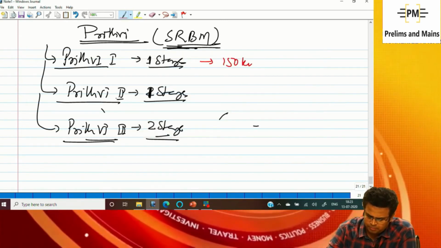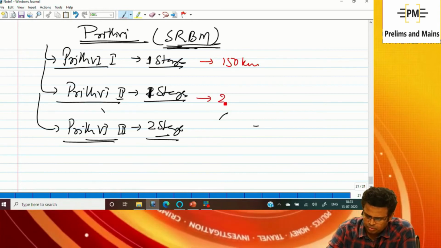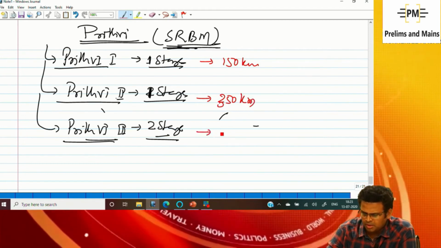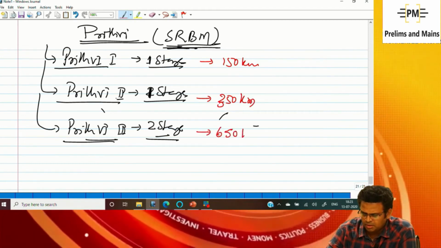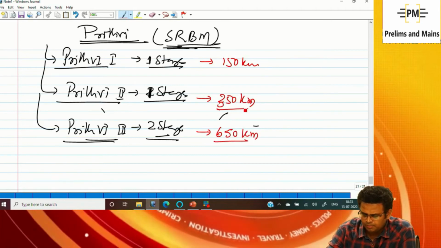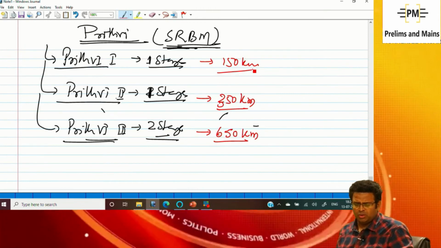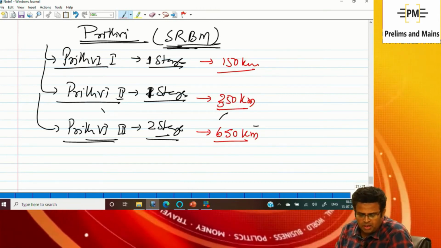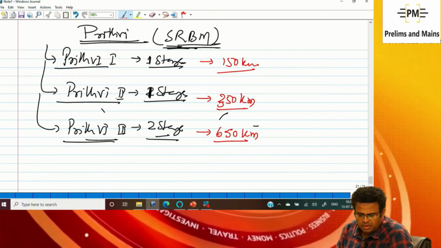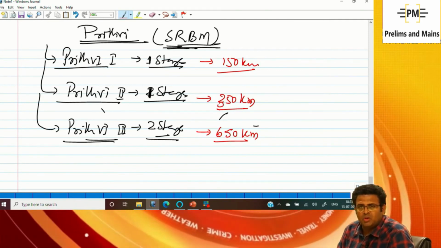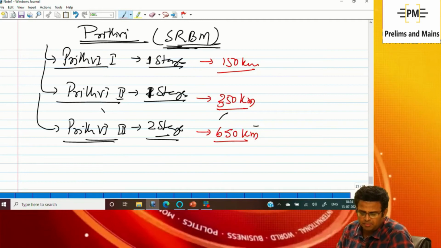150 kilometer, 350 kilometer, and the range is 650 kilometer. And 1 ton is the payload you can see. Prithvi 1, Prithvi 2, Prithvi 3 are short range ballistic missiles, and you know that 300 to 1000 kilometer is known as short range ballistic missile, SRBM.